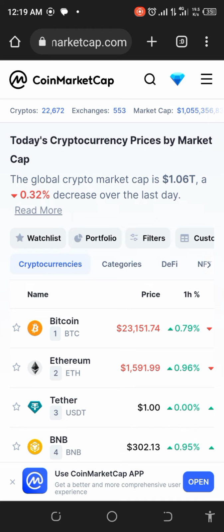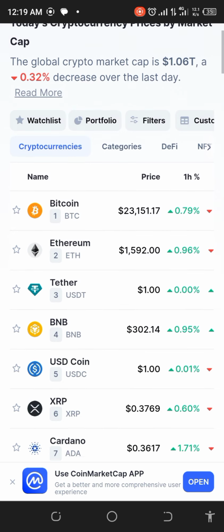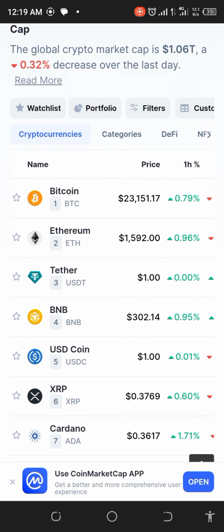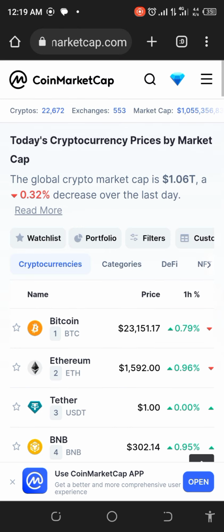It's very similar to the way the scanner in Binance actually works. It's practically the same. In fact, I'm being told that Binance actually owns CoinMarketCap. So it's really very interchangeable, and they're related. So take a look at this.